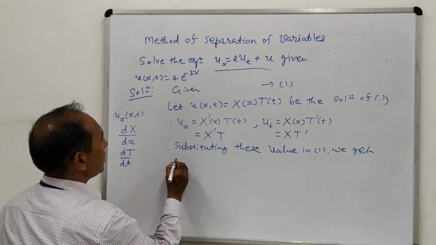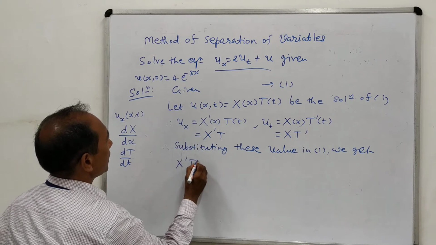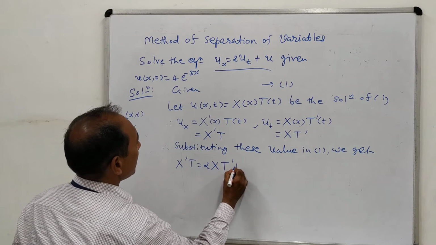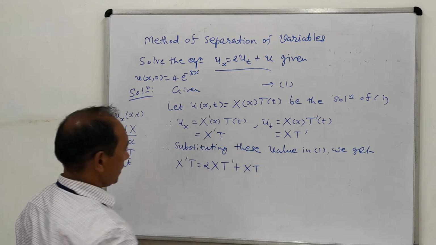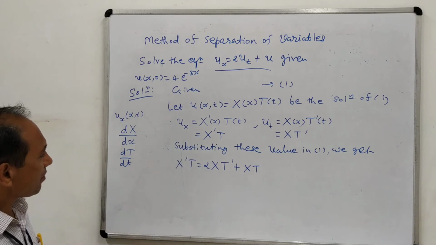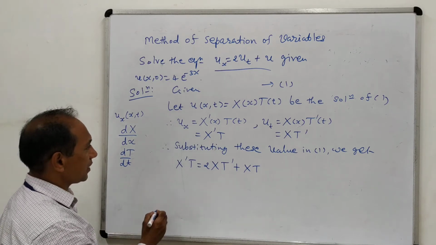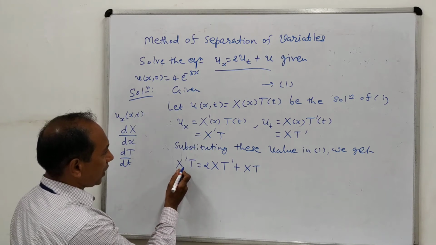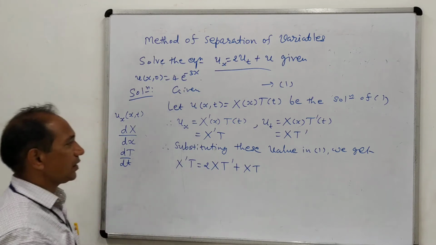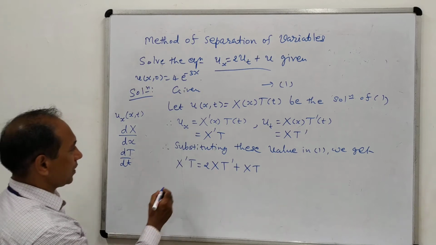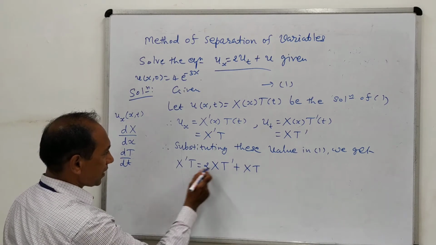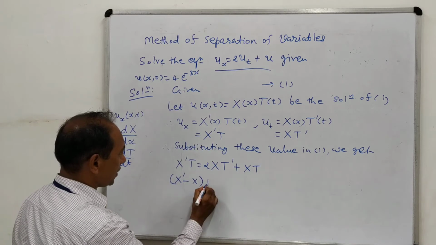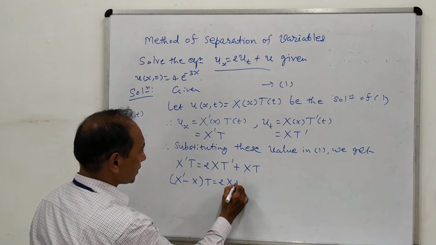So here u_x is capital X dash into capital T, u_t is capital X into T dash, and u is X into T. So now from this we will separate out the terms containing capital X and terms containing capital T. Here, how to separate them, you will have to first focus on it. So we can see that this capital X T we can take on the left hand side. So X dash minus capital X into capital T equal to 2 into capital X T dash.